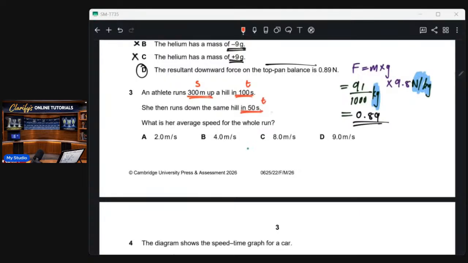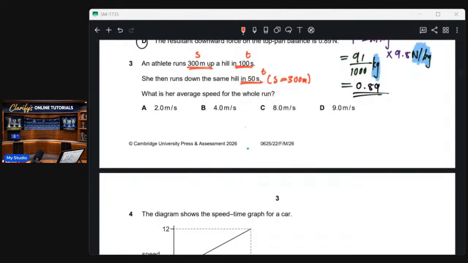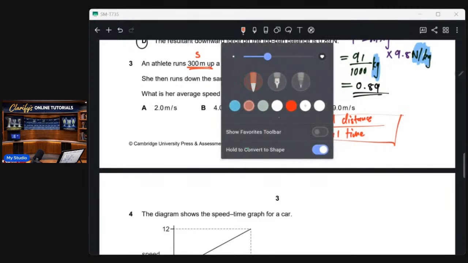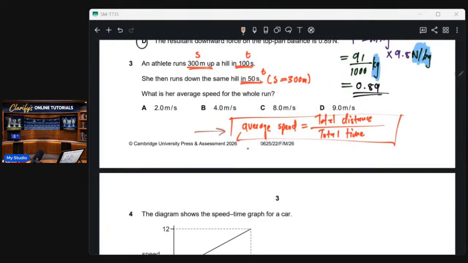This is T, and S is also 300 meters. She's going down, but it's still 300 meters. It's the same hill. What is her average speed? Well, average speed only has one formula. Average speed is equal to total distance divided by the total time. This should be known from now and forever. Average speed always has only one formula: total distance over total time. As long as they ask you for average speed, from now on, you know what to do.